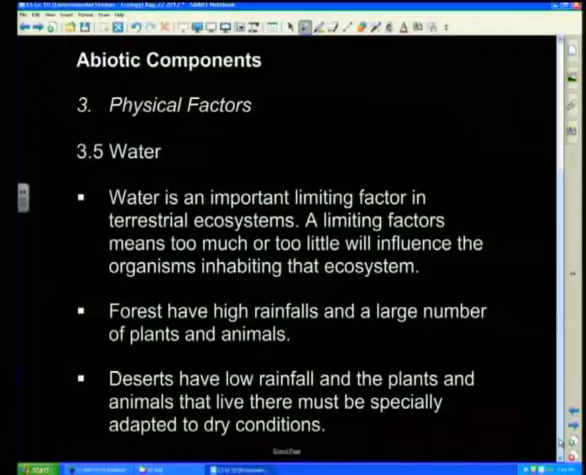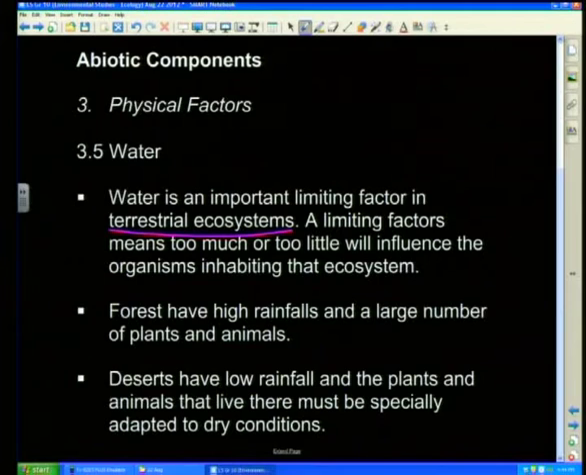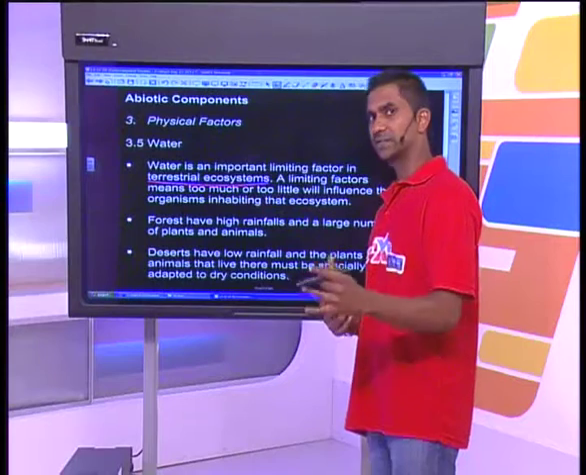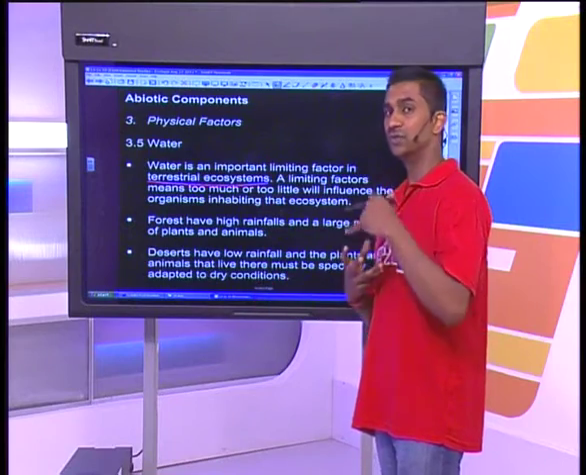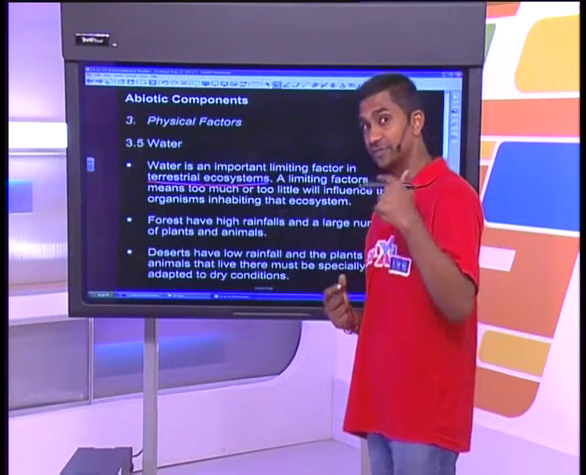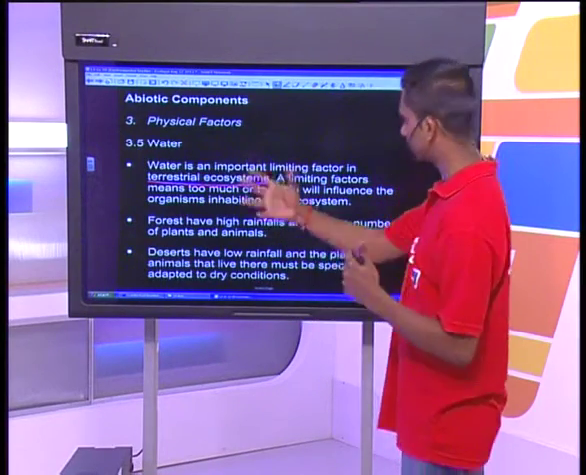The next factor we're looking at is water. Water also plays an important limiting factor in terrestrial ecosystems. By terrestrial, we mean ecosystems that are on land. Water will not be a problem for plants that are aquatic because they live in an abundance of water. They would have adapted to living in water, but they would have different challenges of sunlight, and we would look at that in a while.